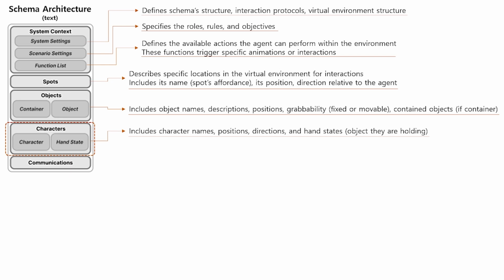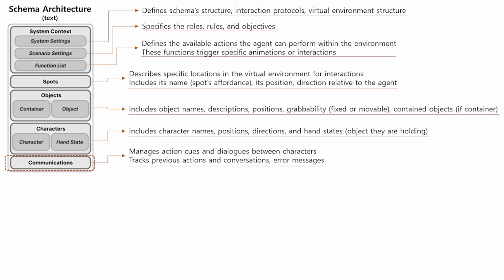The character component includes character names, position, direction, and hand states, which define the objects they are holding. This information helps the agent generate human-like behavior and perceive the state of other characters, particularly the user, to facilitate interactions. Finally, the communication component manages action cues and dialogues between characters. Additionally, error messages from the last LLM response are recorded to guide the agent in making valid actions.